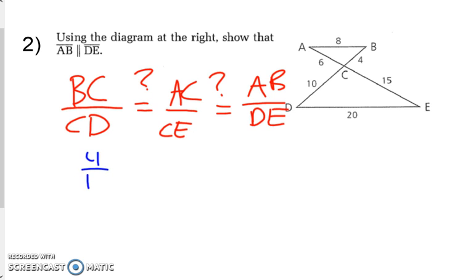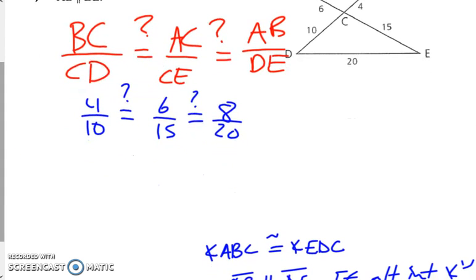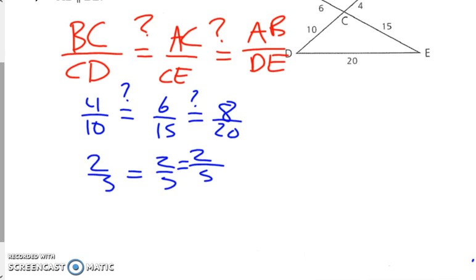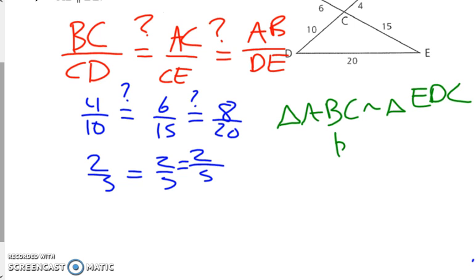Sub in my side lengths. I get 3 fractions. Again, I am trying to check if these are equivalent, and if you simplify all those fractions, they're all 2/5. So we can conclude that triangle ABC is similar to triangle EDC. We showed the sides are proportional, so we used side, side, side similarity.